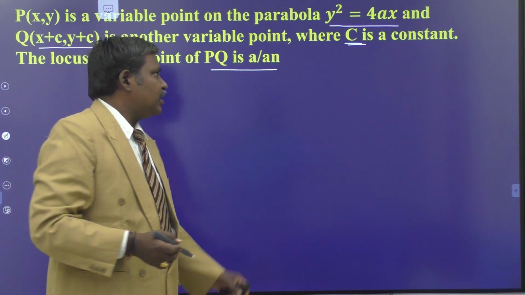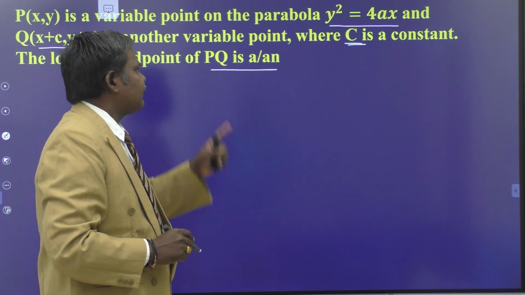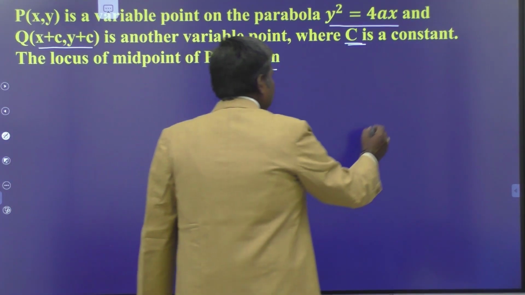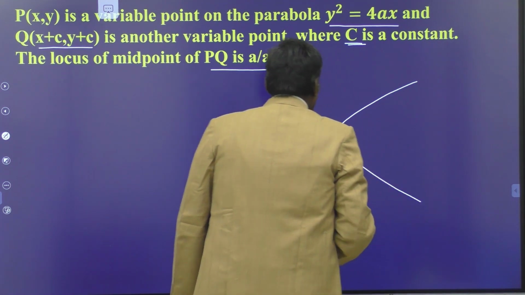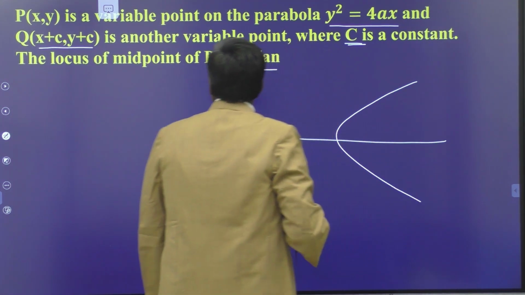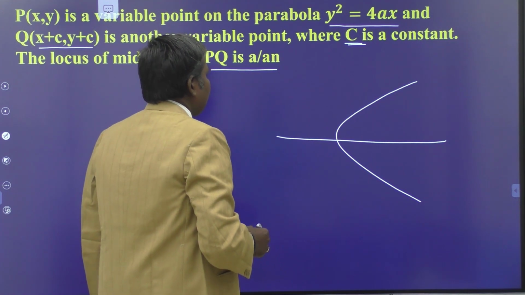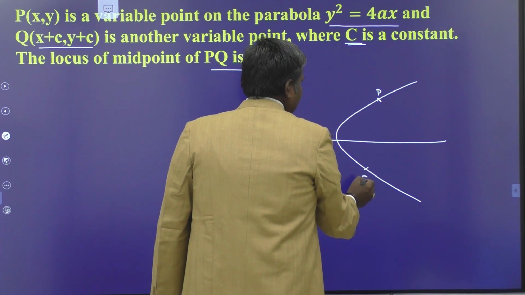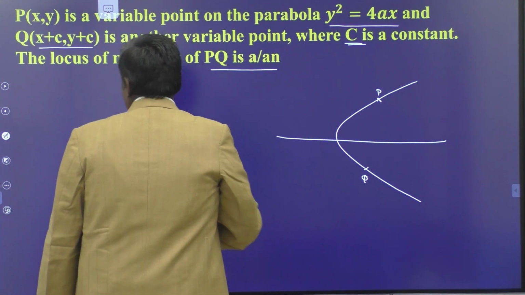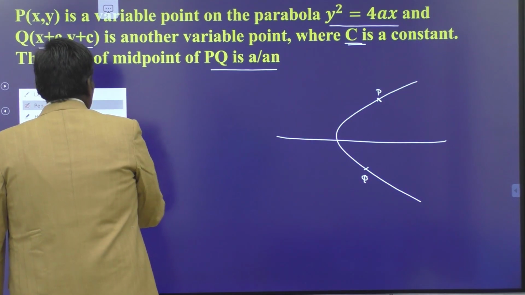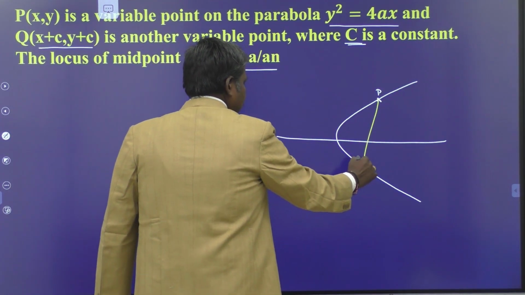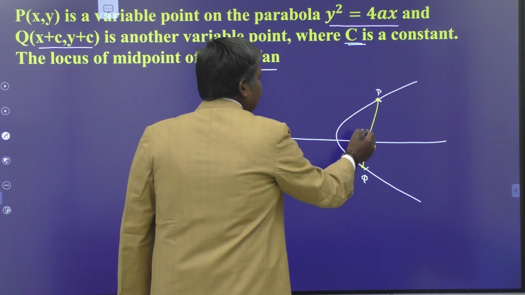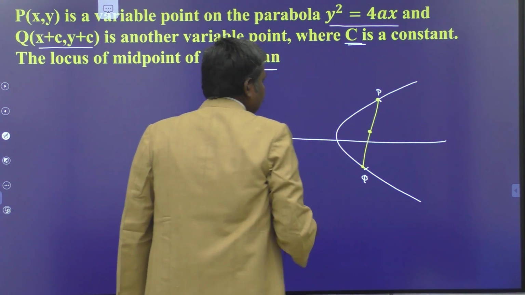The locus of the midpoint of chord PQ is what you have to find out here for the parabola y squared equals 4ax. Okay. Now this is the parabola, and this is the axis of the parabola. P and Q are the two variable points on the parabola. Suppose this is the point P and this is the point Q. They are varying on the parabola. Now this is PQ. We have to find out the locus of the midpoint of PQ.